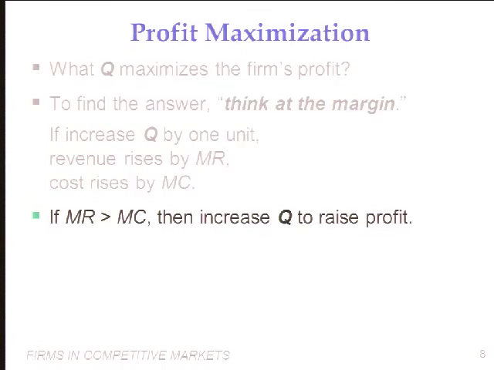Okay, if marginal revenue is greater than marginal cost, then we want to increase the quantity. And when we do so, we're going to get more total profits. In contrast, if marginal revenue is less than marginal cost, then it's in our best interest to reduce the quantity. And reducing the quantity will raise our total profits.